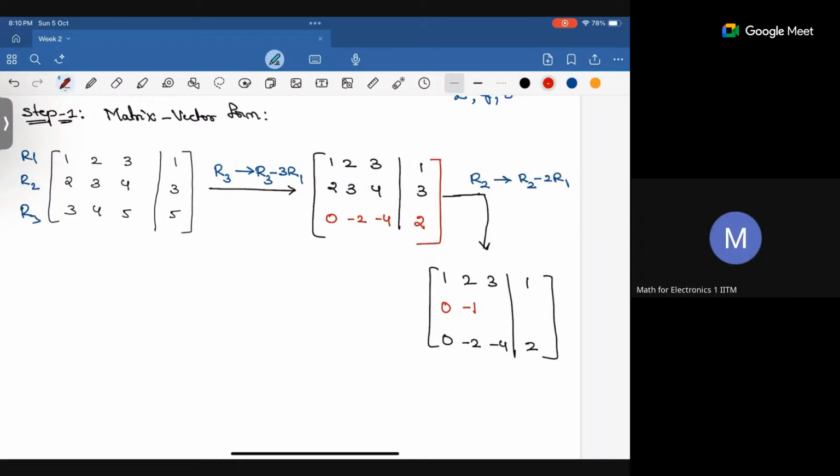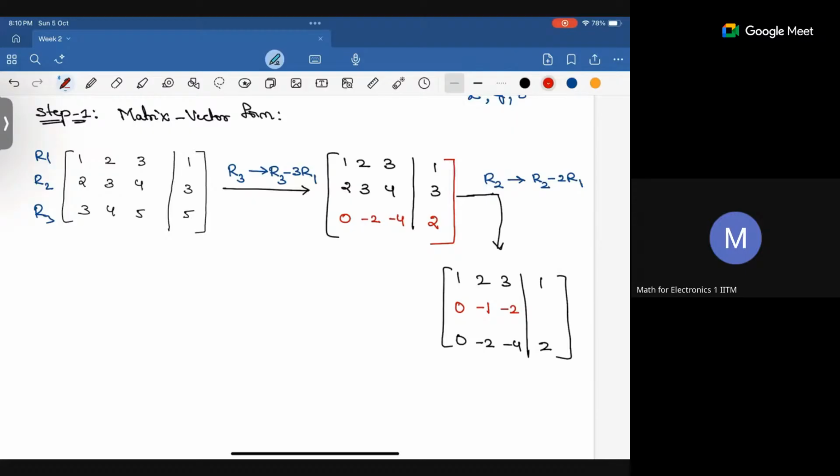Okay. So 3 minus 4 is minus 1. Similarly, the third entry will be 4 minus 3 times 2, which is 6. So 4 minus 6 is minus 2. And here, this side also 3 minus 2 times 1, which is 2. So 3 minus 2 is 1. So this will become 1.